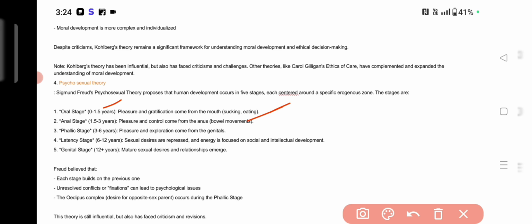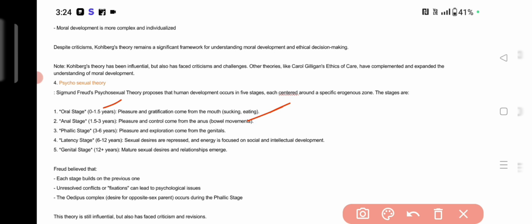That means bowel movements, that means elimination, retention, toilet training and autonomy. Where in Erikson's theory we learned autonomy versus shame. That means encourage the initiation. So the next stage is the phallic stage.